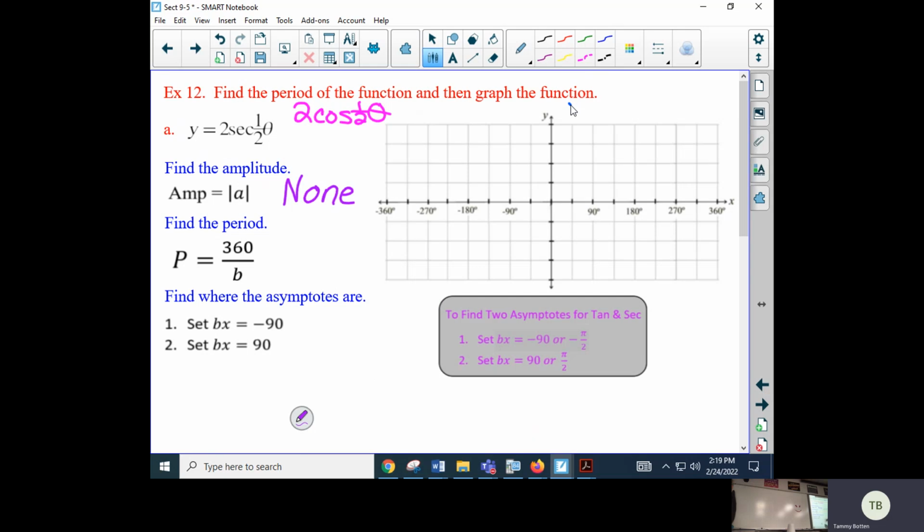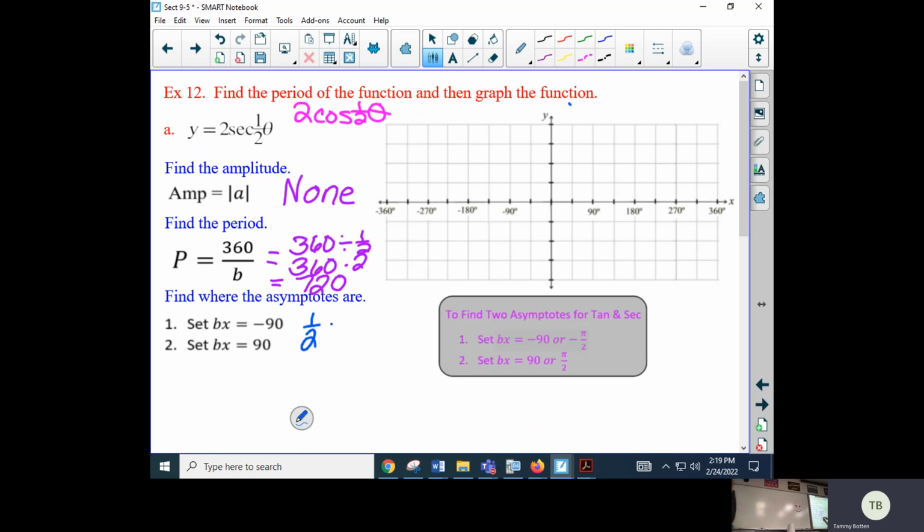For the period here, we take 360 divided by, what's B? 1/2. So I'm gonna actually write this as, do you guys get it? If you take 360 divided by 1/2, that's the same as 360 times 2. So shouldn't it be 720? So this means we're going to have a really wide graph, okay?